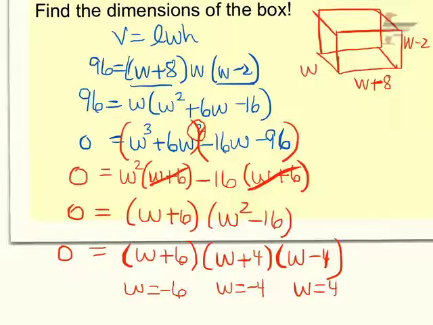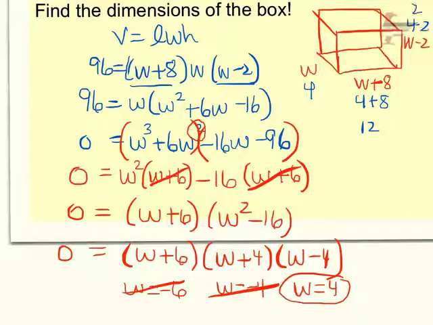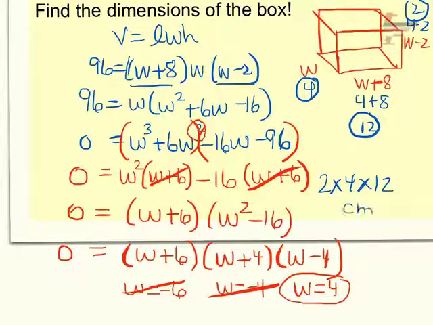Now think about, we're talking width. Well, I can't have negative widths, so I know that 4 is my width. So if 4 is my width, then I know that my length is 4 plus 8, which is 12, and my height is 4 minus 2, which is 2. So my dimensions are 2 by 4 by 12, and that's all in centimeters, I believe it was. And that's your final answer.